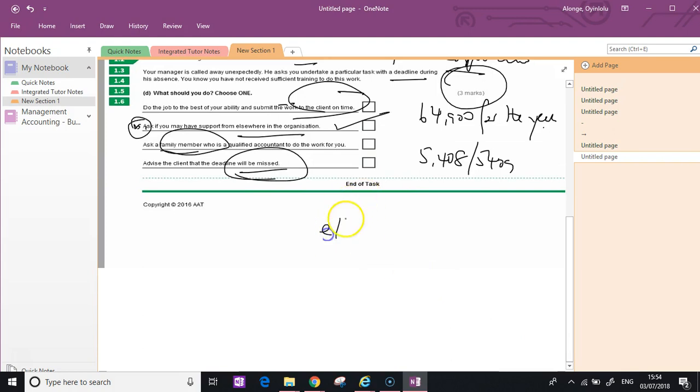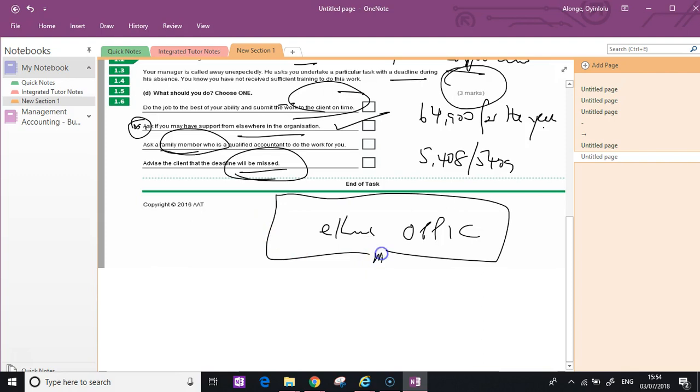With the ethics, please read again OPPIC, which is again on ethics, and just make sure you're comfortable and do the questions in the exam kit as well. And that's question 2.